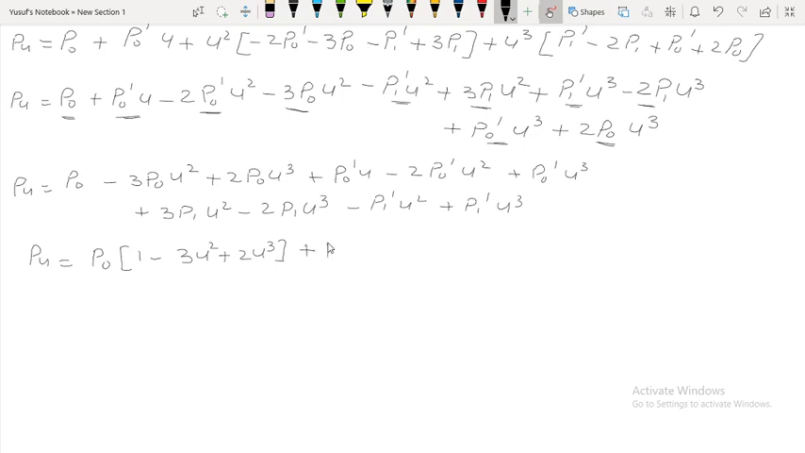Now I am taking p0 dash common, here u minus 2u square plus u cube. p0 dash I am taking common, then I am taking p1 common, 3u square minus 2u cube. If I am taking p1 common, then I am taking p1 dash common, here u cube minus u square plus u cube.